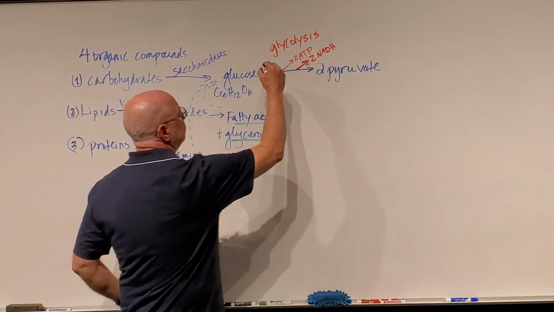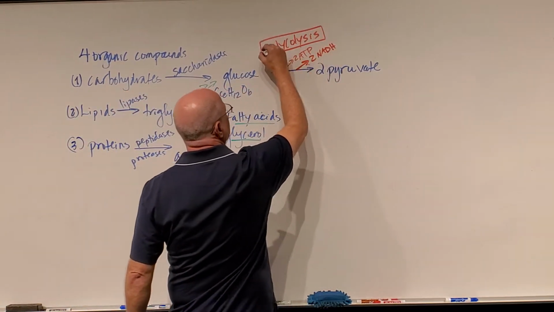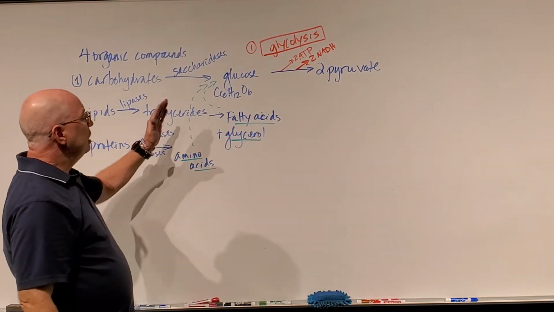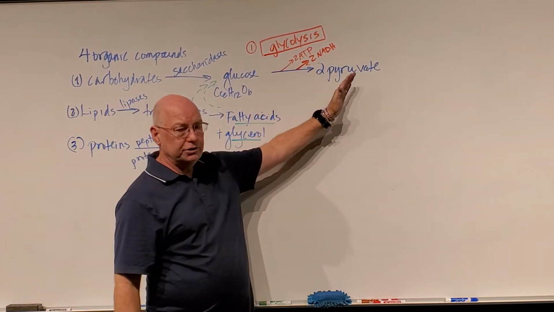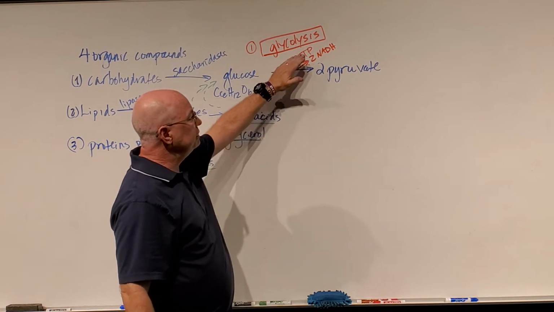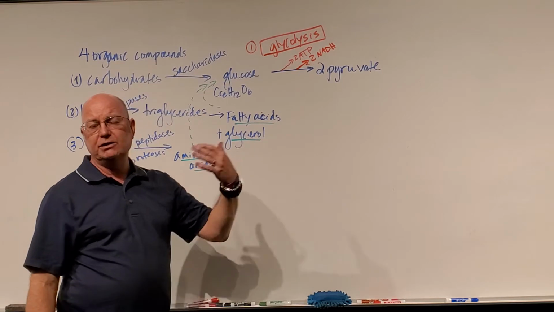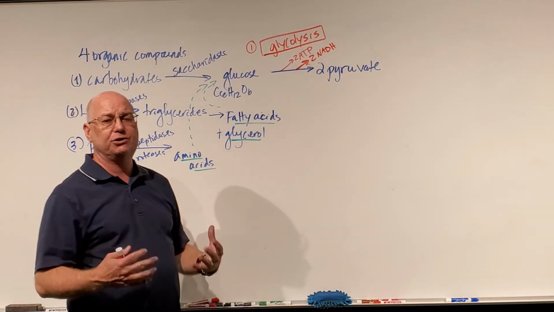So in the process of glycolysis, one of the three major steps in energy metabolism in our cells, I'm going to convert sugar into two molecules of pyruvate. I'm going to get two ATP and NADH. And this is going to occur inside the cytosol of our cells because that's where the enzymes are.